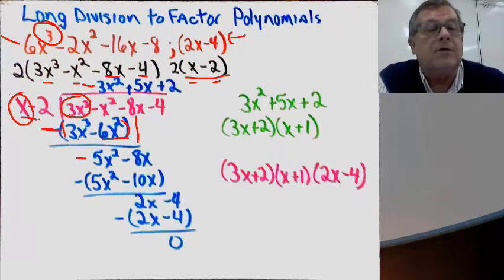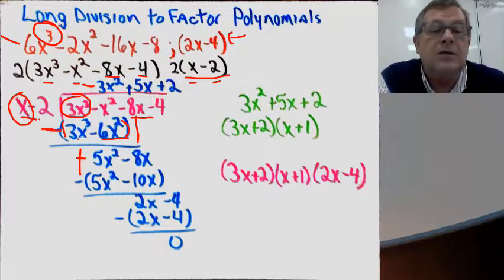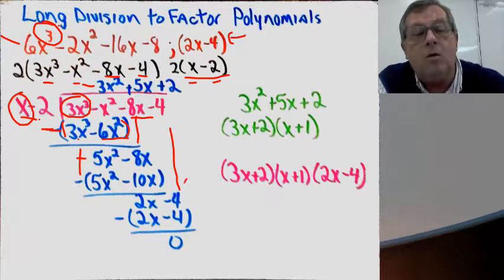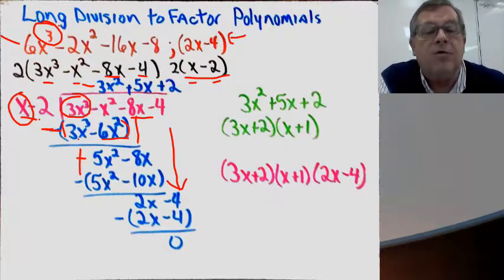And again, I'm asking myself, how many times does x go into 5x squared? Well, it goes in 5x times. Got it up here above my x. All right, now multiply it back. 5x times x gives me 5x squared. 5x times minus 2 gives me minus 10x. Got the parentheses, got the minus sign. And so 5x squared minus 5x squared, of course, gives me 0. And I've got minus 8x plus 10x gives me 2x. I come with 2x. I drop down my 4. So I've got 2x minus 4.